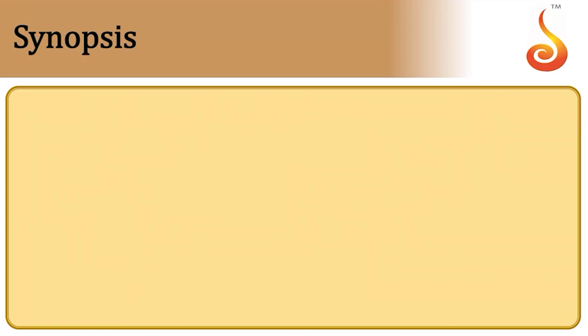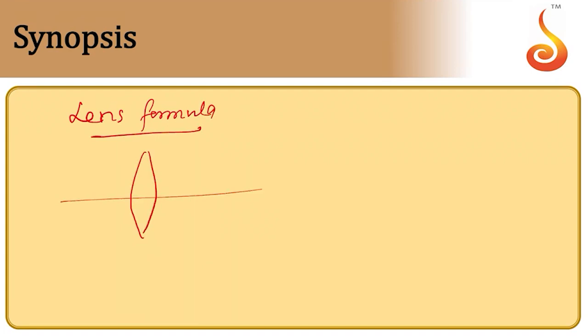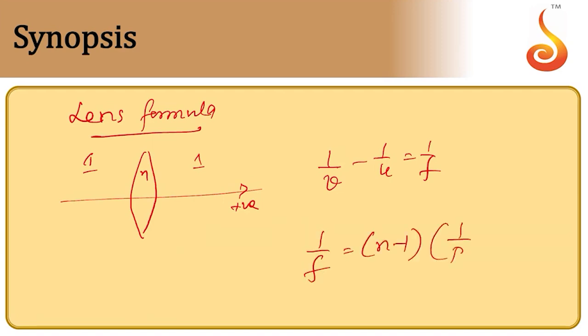One of the important applications is the lens formula. Suppose I consider a lens. This is medium 1. This is also medium 1. Refractive index is n. And this is the positive direction. Then the equation correspondingly is 1 by v minus 1 by u is equal to 1 by f. And in general, we can write 1 by f is equal to n minus 1 into 1 by r1 plus 1 by r2, where r1 and r2 are the radii of curvature of the different surfaces. You may also write m is equal to v by u in general as the magnification.